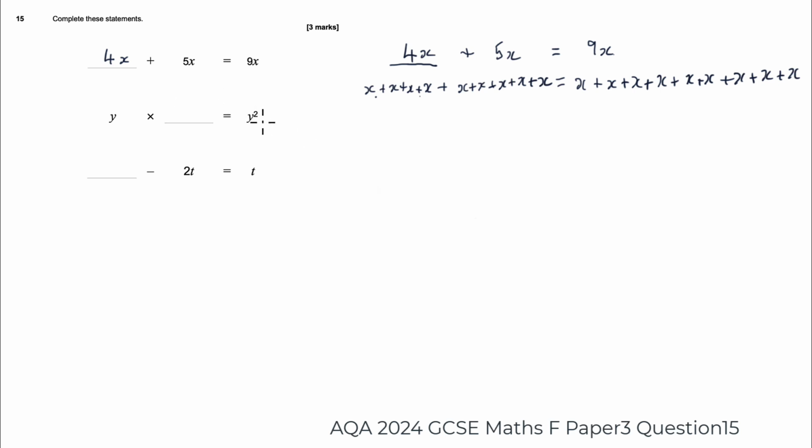Let's have a look at the second one. This is a y squared. Now remember what the wee index or the power up there means. 3 squared is 9 because it's 3 times 3. 2 cubed is 8 because it's 2 times 2, that's 4, times another 2 is 8. This little index tells you the number of times this has to be multiplied together.